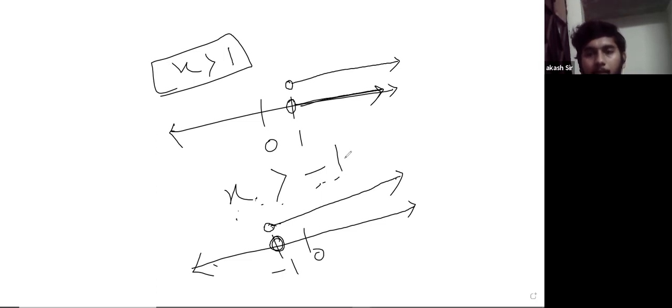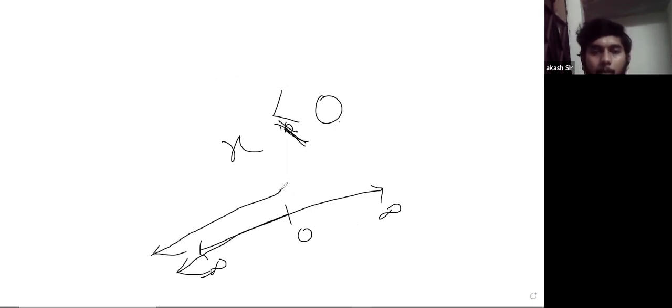Everyone understood? Yes, sir. Okay. If I write x is less than or equal to 0, then the numbers go from 0 to minus infinity. x can be equal to 0 also, but it should be lesser than 0 also. So the numbers will be like this. All the numbers from 0 to minus infinity. Right?